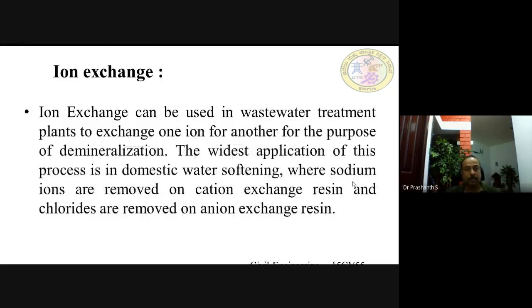Ion exchange process. Ion exchange can be used in wastewater treatment plants to exchange one ion for another for the purpose of demineralization. As I said, demineralization has been done in water treatment also, to remove the soluble solids present in the water and to make the water soft. The same technique is used for wastewater treatment also. The widest application of this process is in domestic water softening, where sodium ions are removed on cation exchange resin and chlorates are removed on an anion exchange resin.